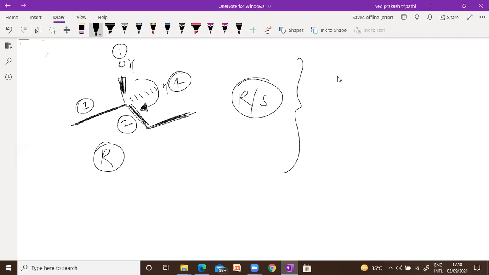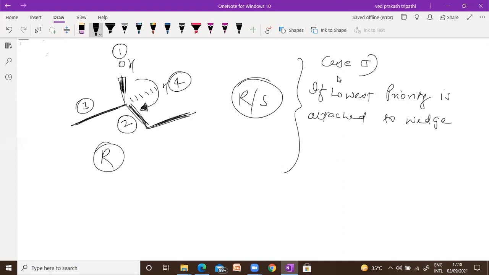Now I am going to discuss second case. Case 2. If the lowest priority is attached to wedge, then move 1 to 2, 2 to 3. If it is clock, then S. If it is anti, then R.